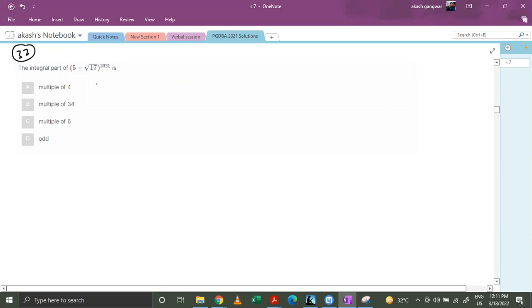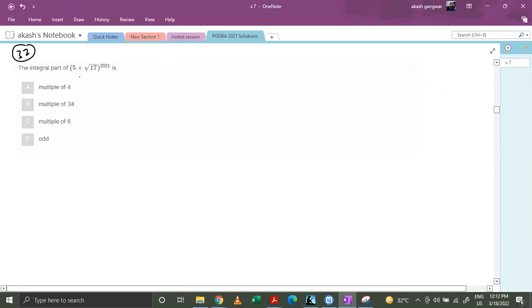Let's look at question number 32. The integral part of (5 plus root 17) raised to power 2021 is. This again is a very standard problem, and if you know the method to solve this one, it will hardly take 30 seconds odd to complete this question. Otherwise, it will take quite a while to solve this particular one. I'll tell you about the thought process one should have to begin with this problem.